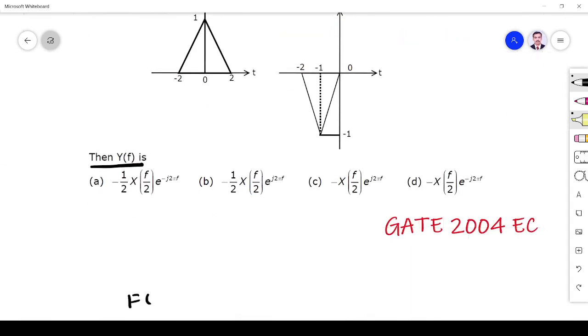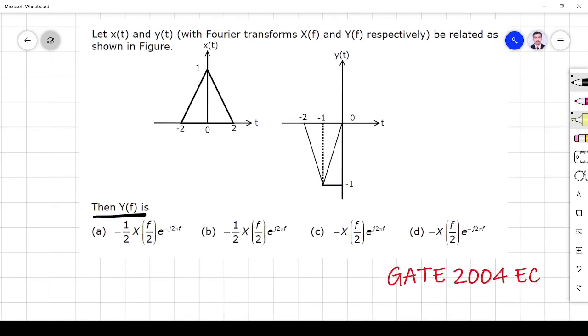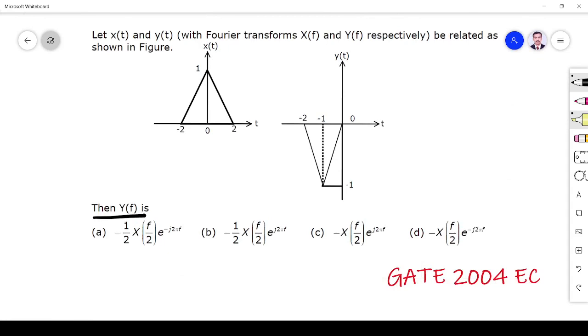So the Fourier transform of y of t is equal to y of f. What I have to find, see, we have to find y of f in terms of x of f. Everything is in terms of x of f. So first I have to find the relationship between y and x.